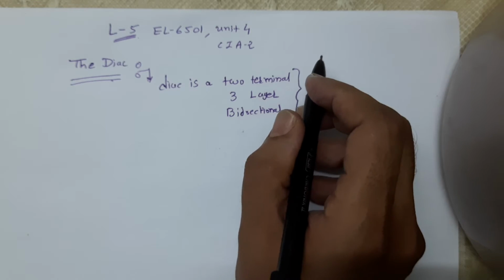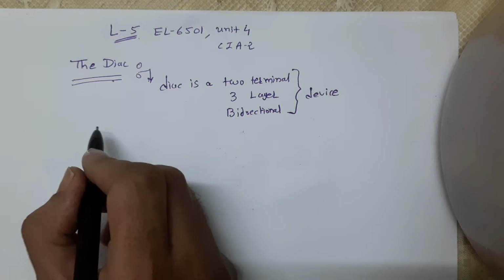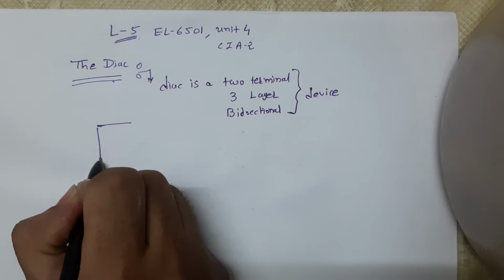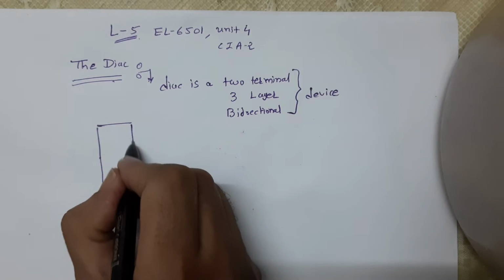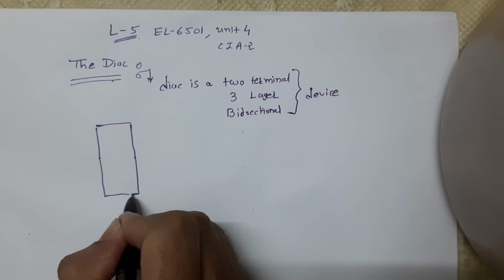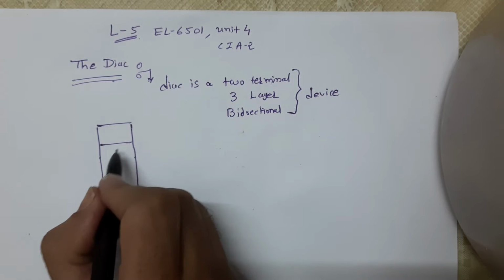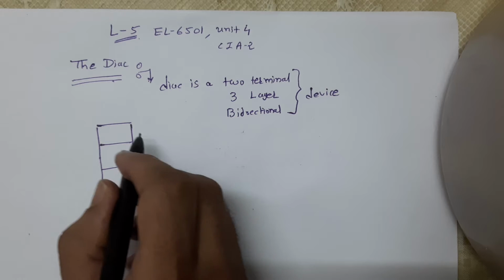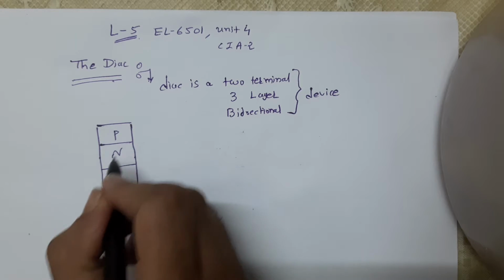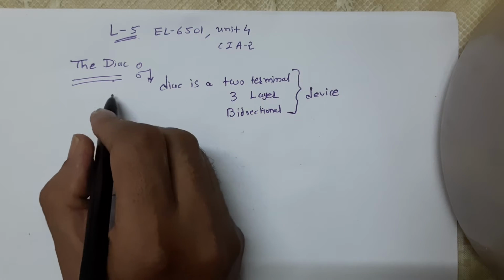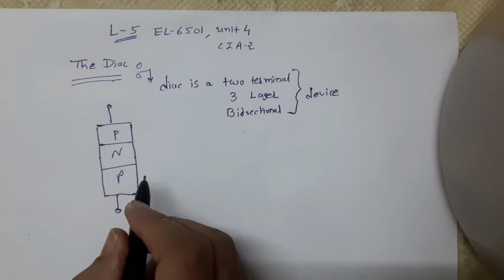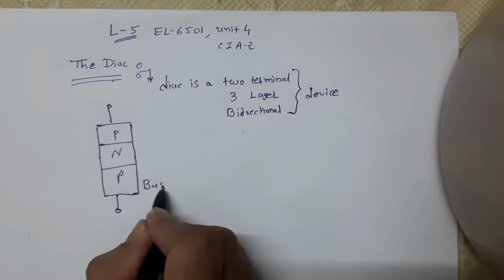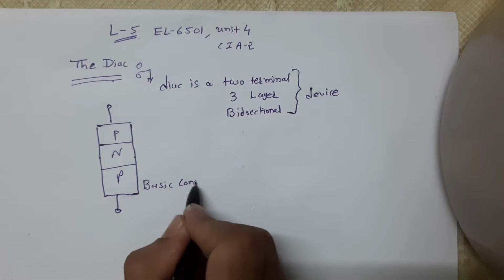The basic construction of the diac looks like this. This is the structure, and in this structure there is a P and P, one terminal here, second terminal here. This is the basic construction.